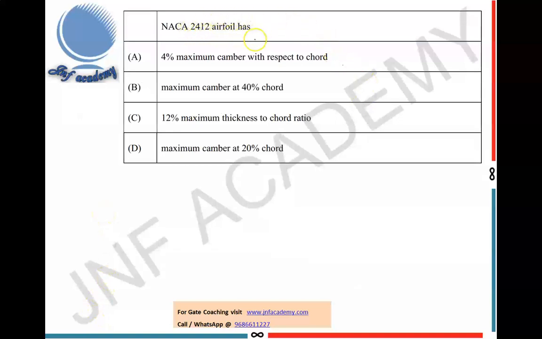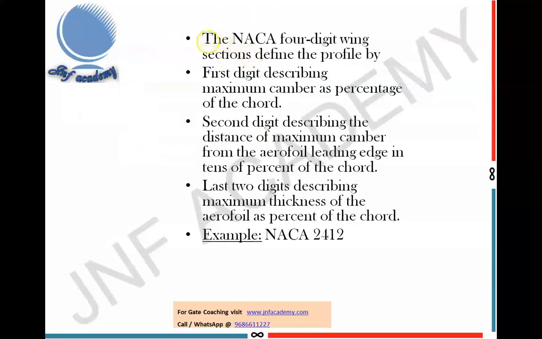NACA 2412 aerofoil has... So for this, I have just given the significance of each digit here. The first digit describes the maximum camber as a percentage of chord, and the second digit describes the distance, where that maximum camber is occurring, in tenths of the chord. The last two digits give you the thickness as a percentage of the chord.